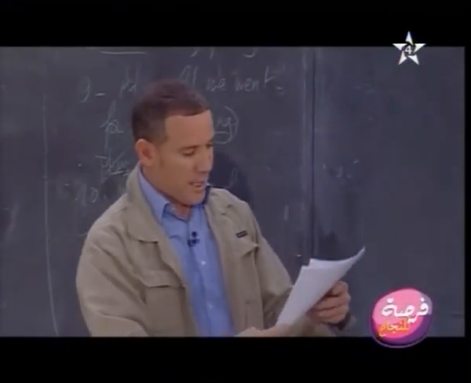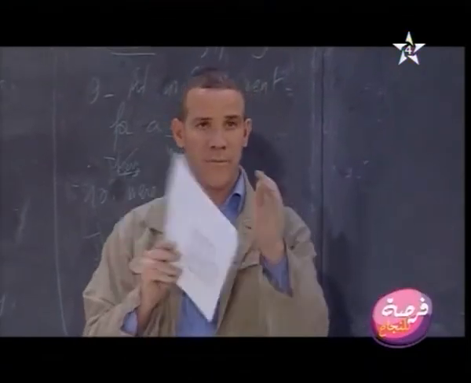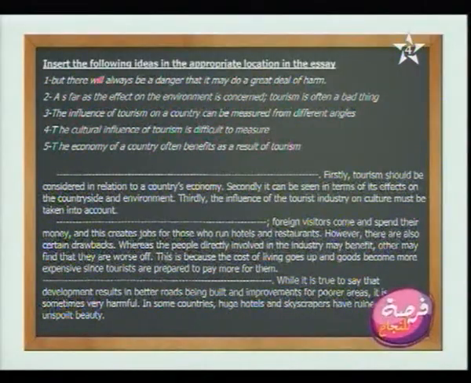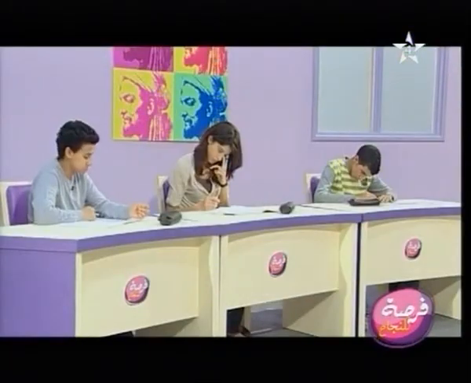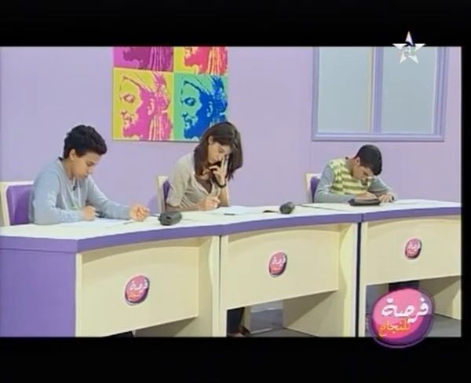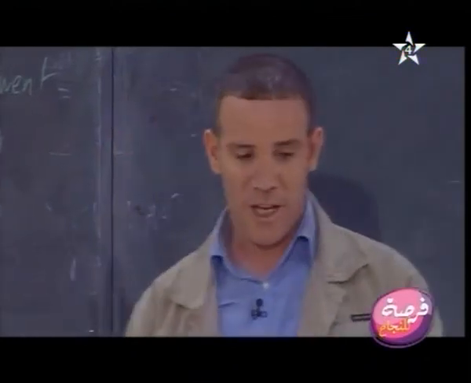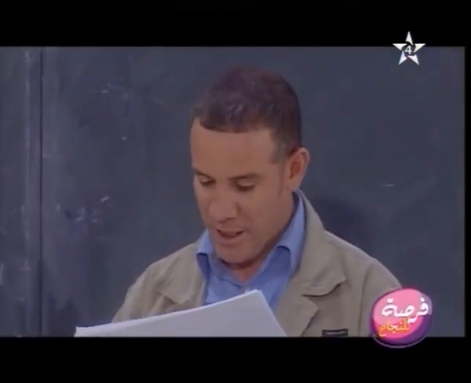Now, I want you to look at the next exercise, the exercise on the left. And you see you have an essay. How many paragraphs are there in the essay? 4. There are 4 paragraphs. So which paragraph is going to be the introduction? It's paragraph number 1. The body is 2 and 3, and the conclusion is 4.